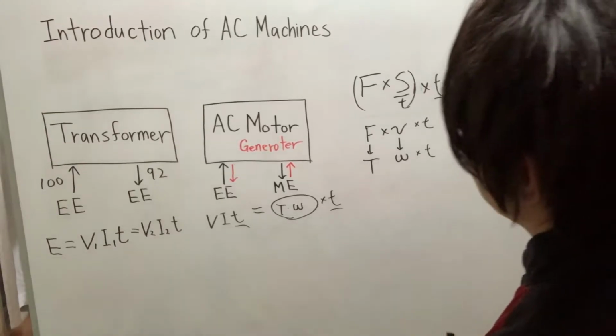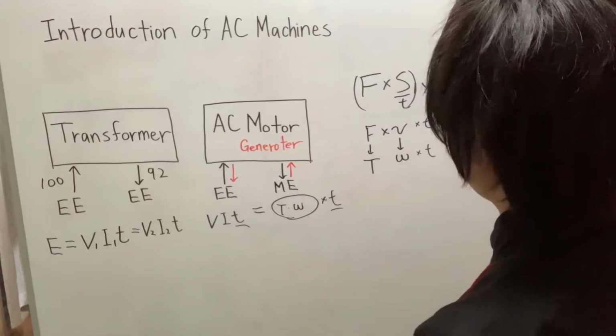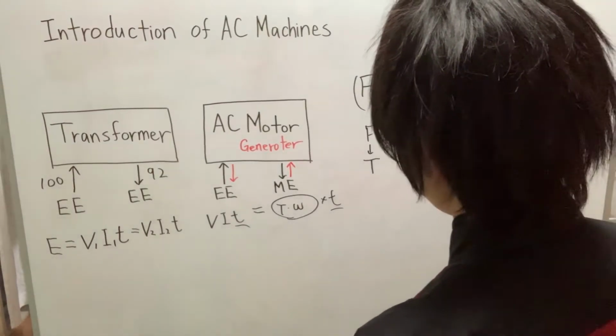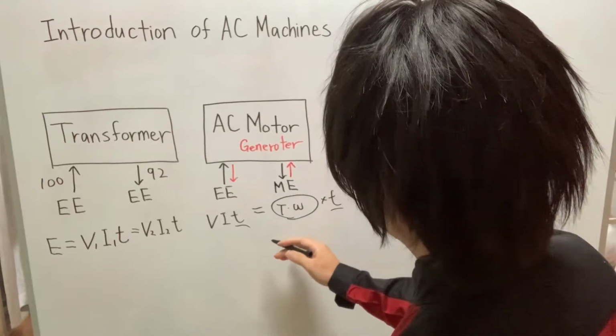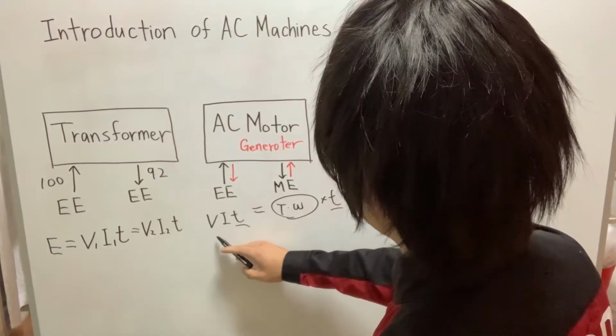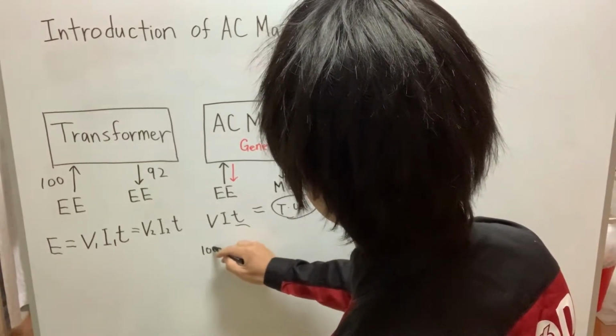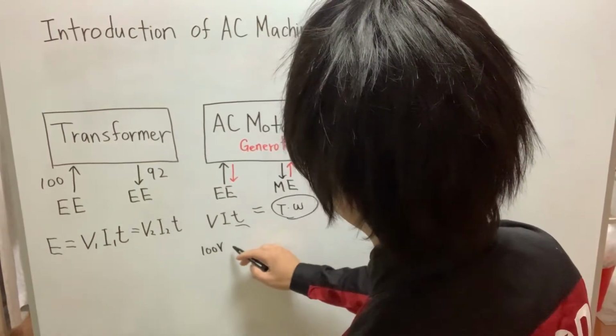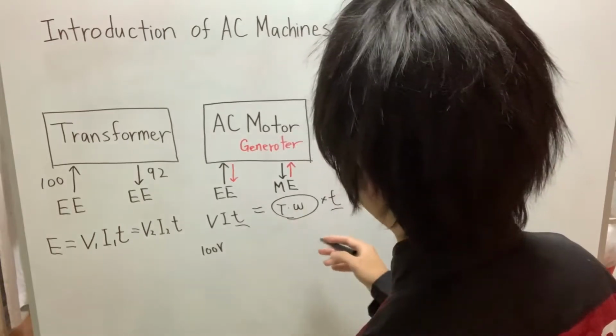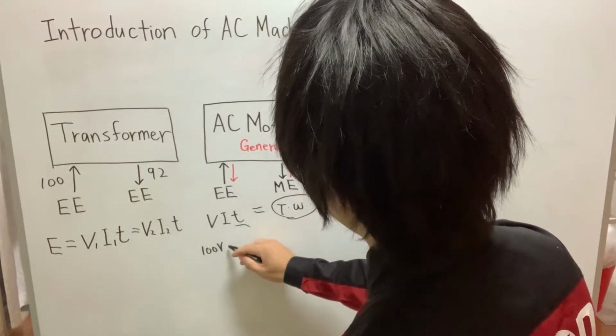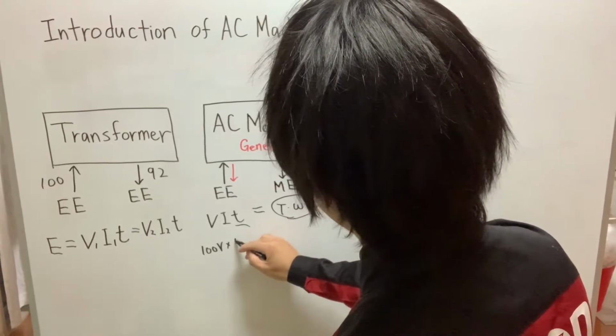Okay, so let's think of just one example. So let's say the voltage is 100 volt, and the current taken by the motor is, let's say, 10 ampere.